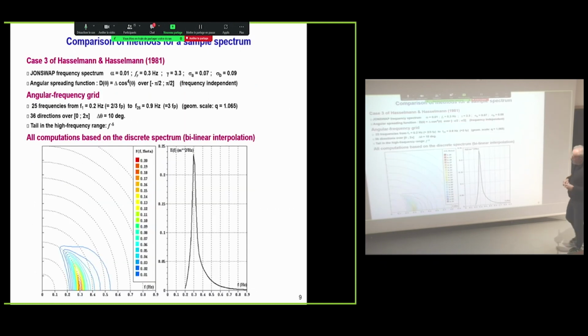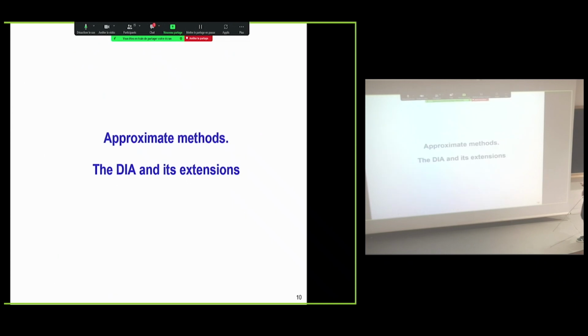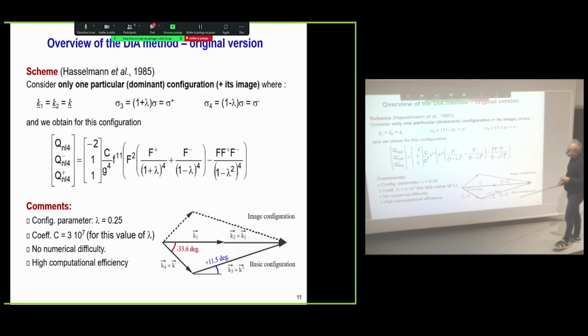Okay, I will be comparing the results of some of these methods on a simple case. I took it from Hasselmann and Hasselmann. It is a combination of a JONSWAP type spectrum, with the parameters here, and an angular spreading function of cosine to the power 4. Here you have a representation of the directional spectrum. Due to symmetry, of course, you have the symmetrical part below, and the corresponding frequency spectrum. I will apply the various methods on this case, just to give you an idea, because we also have results from the exactNL code of Hasselmann and Hasselmann on this case. It will serve as an illustrative example. Okay, I start with approximate methods, and first with the DIA.